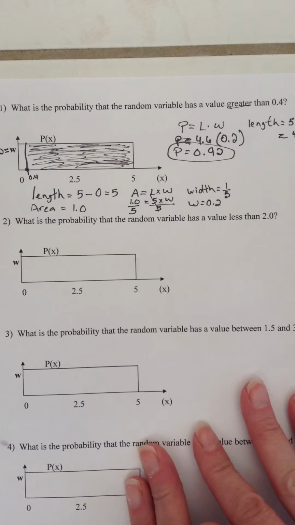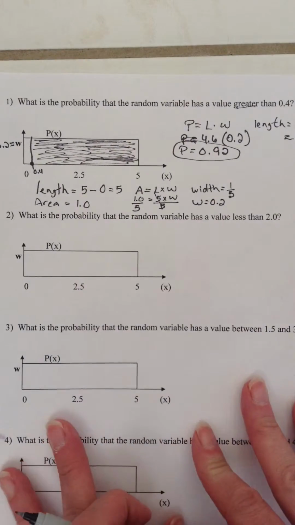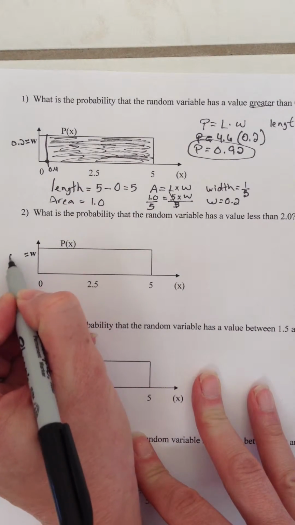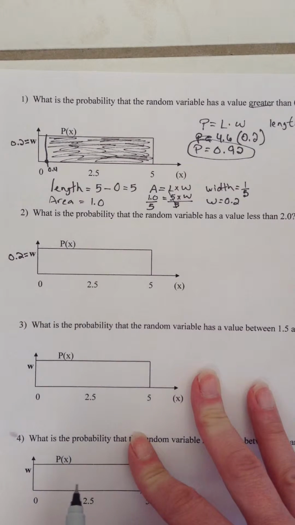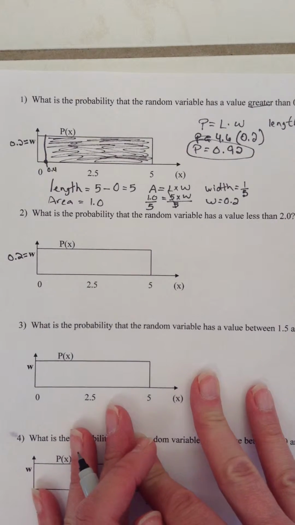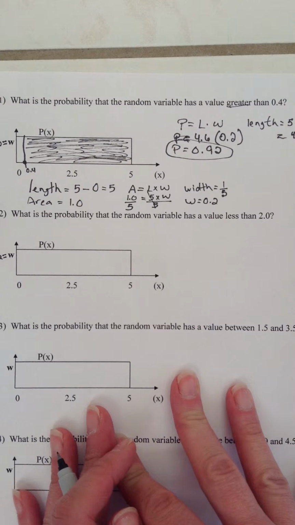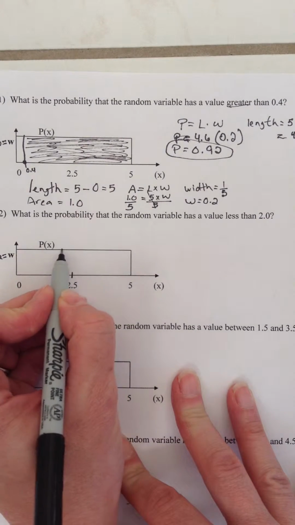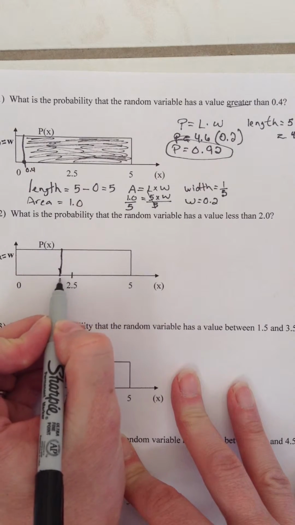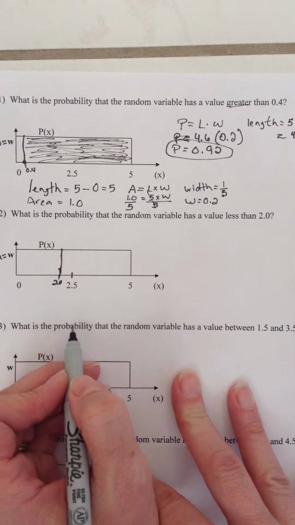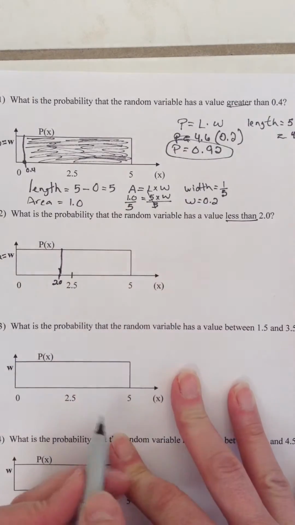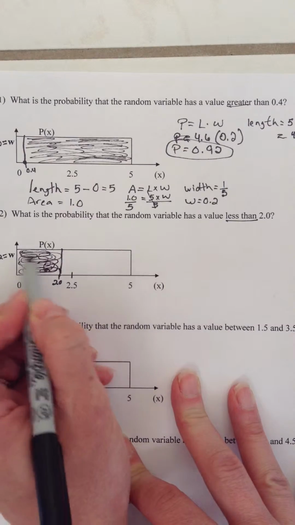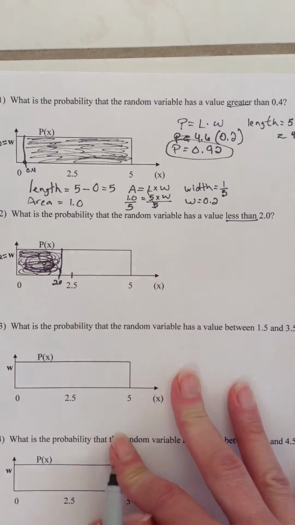So now I'm going to do problem number 2. Again, we've already calculated the width of our rectangle. That work is already done. It is 0.2. So the question asks, what is the probability that the random variable has a value less than 2.0? Well, if this is supposed to be 2.5, I'm going to guess that 2 is about here. And I want the values that are less than 2.0, so I want all of the values that are over here. What's the probability of finding a value in this section?